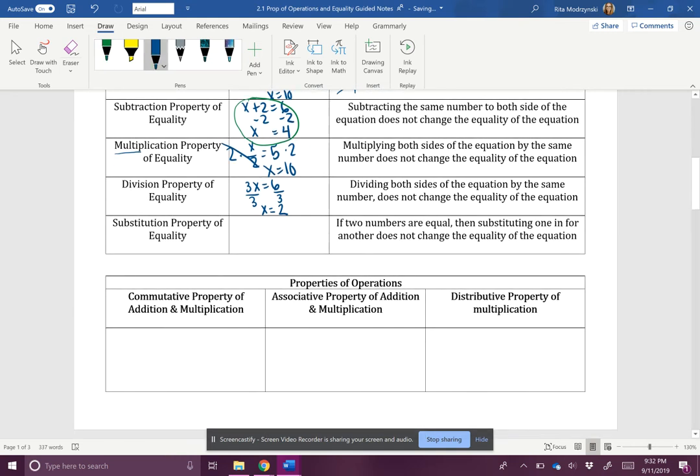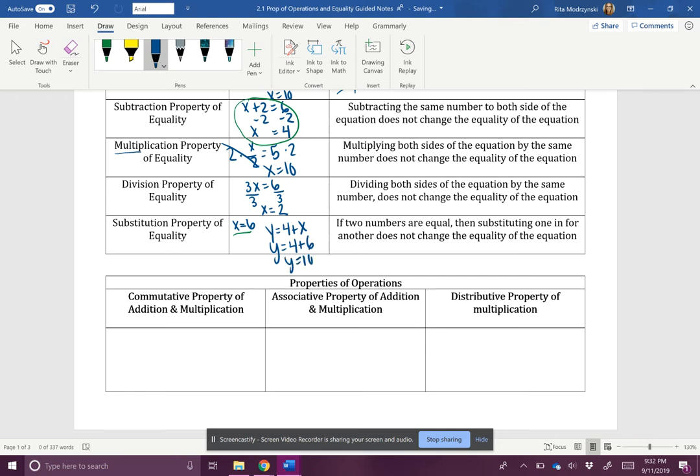Our last one is the substitution property of equality, and that's basically saying that if we know what x is equal to, let's say x equals 6, then we can substitute that into an equation to figure out another variable. So let's say we had y equals 4 plus x. Since we know what x is, we know x is 6, we could substitute a 6 in for x. So we would have y equals 4 plus 6, and y would be equal to 10.